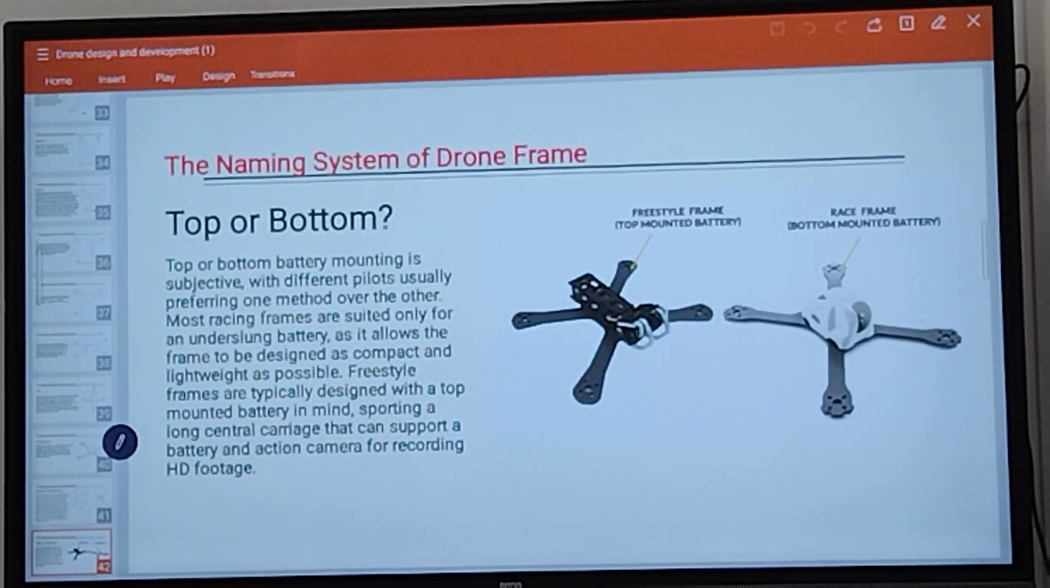Most racing frames are suited only for an underslung battery as it allows the frame to be designed as compact and lightweight as possible. These type frames are typically designed with a top-mounted battery in mind, sporting a long central carriage that can support a battery and action camera for recording HD footage.